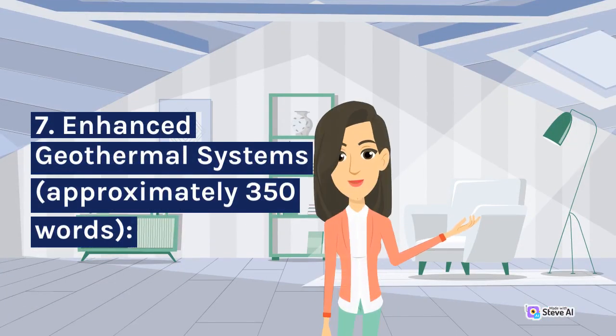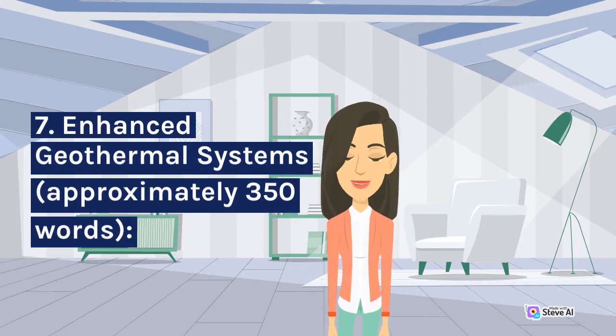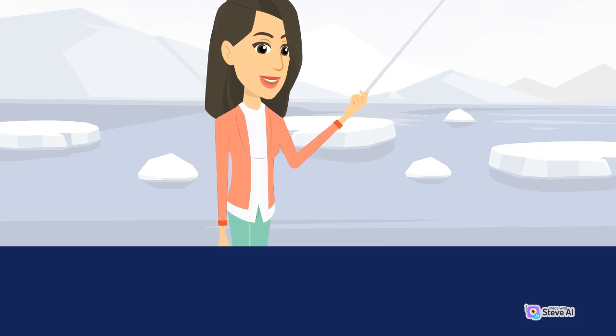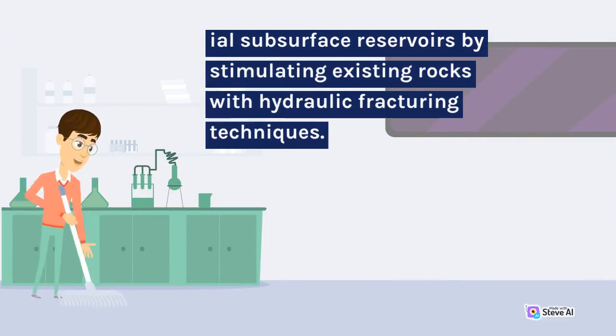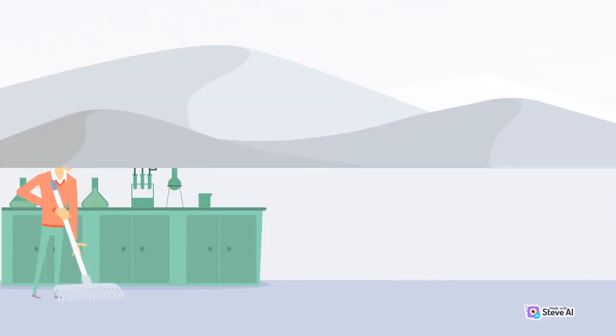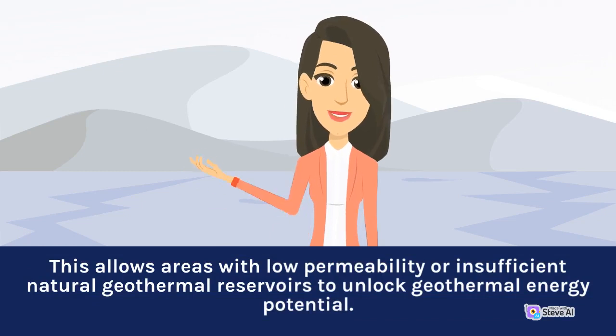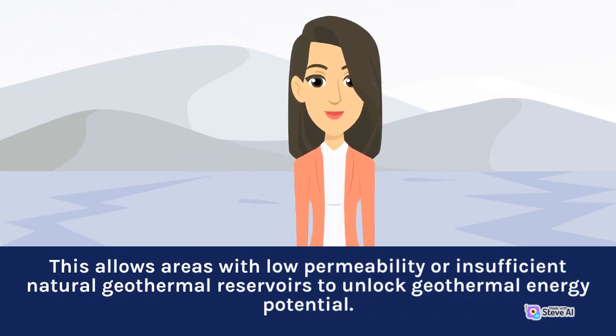7. Enhanced geothermal systems. Enhanced geothermal systems, EGS, are an exciting avenue of geothermal energy that aims to expand the reach of geothermal resources beyond naturally occurring reservoirs. EGS involve creating artificial subsurface reservoirs by stimulating existing rocks with hydraulic fracturing techniques. This allows areas with low permeability or insufficient natural geothermal reservoirs to unlock geothermal energy potential.